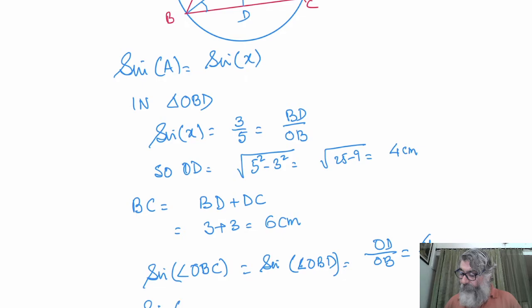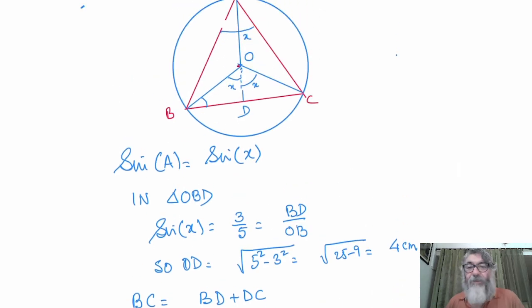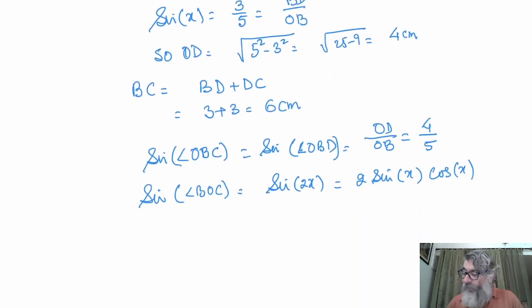Sine of angle BOC means sine of 2x, which is 2 sine x cos x. For sine, this total angle BOC is 2x. So sine of 2x will be 2 sine x cos x.